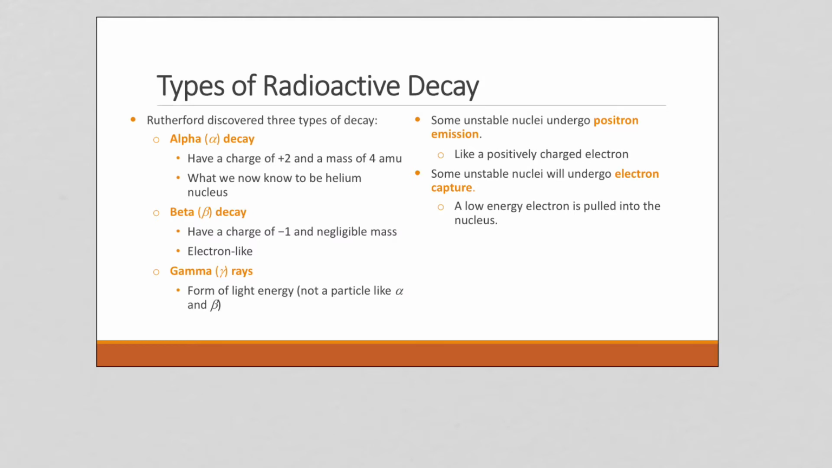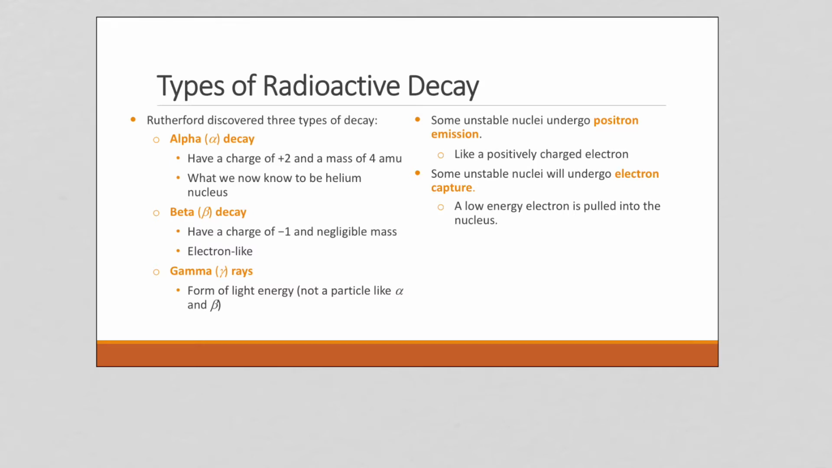Now, there are some other types of radioactive decay that we can characterize as well. These are what we call positron emission, which is like a beta particle, but positively charged. So sometimes we characterize it as a positively charged electron. Some nuclei will emit a positive electron, or a positive beta particle, or positron.